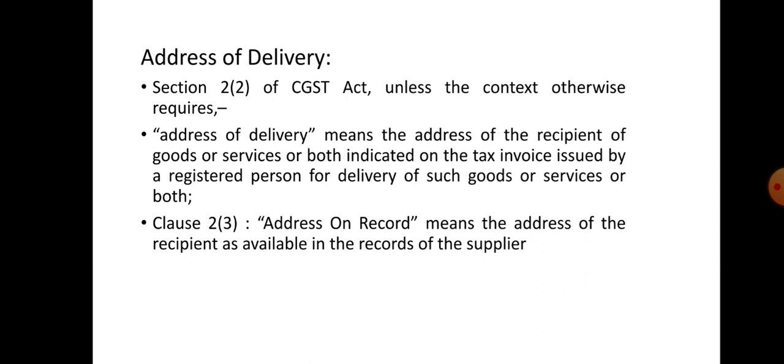Next is address on record. It's also one of the important terms used under the GST Act, given under clause 2 of 3. Address on record, the name itself says it. Address means the address of the recipient as available in the records of the supplier. So there's a need to record the address for whom the goods or services are delivered. Such address is to be mentioned or recorded in the supplier's books. That address we call an address on record.